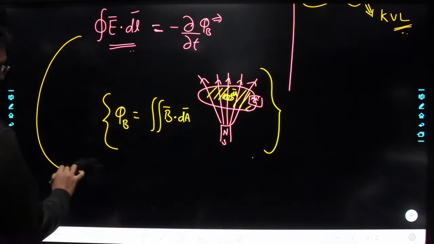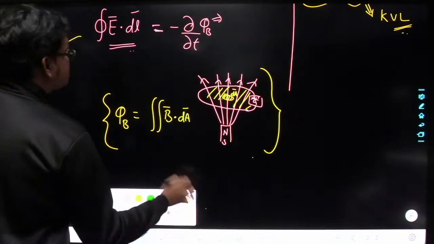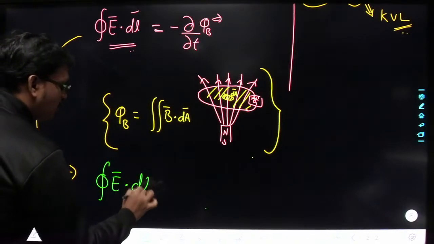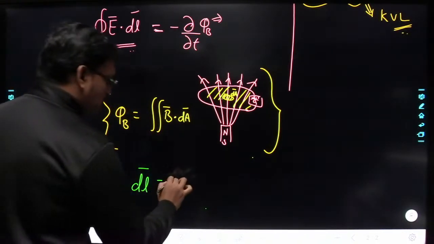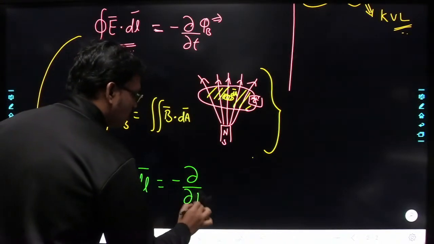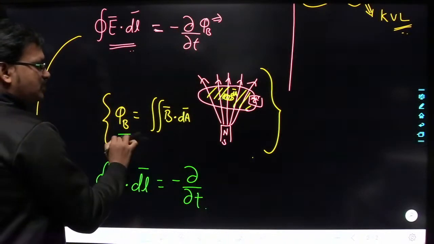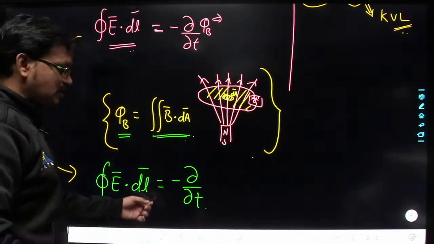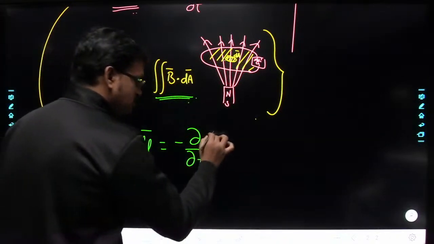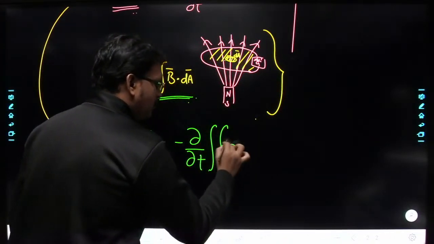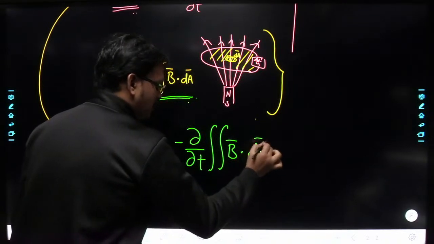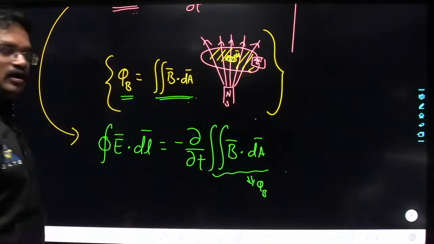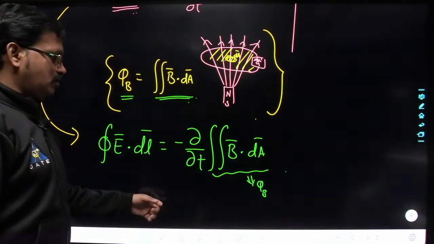So now see here, I can write this expression as the circulation of electric field. The circulation of electric field around any closed loop is equal to minus dou by dou t of phi b. Phi b is equivalent to the double integral of B bar dot dA bar. This is the magnetic flux. So just substitute that: the double integral of B bar dot dA bar is nothing but phi b. Understood? Fine.